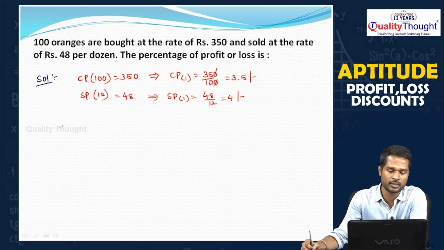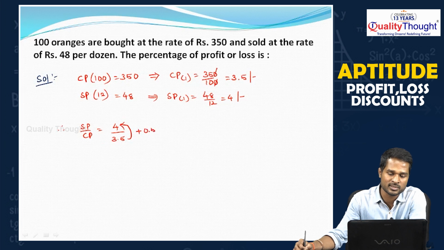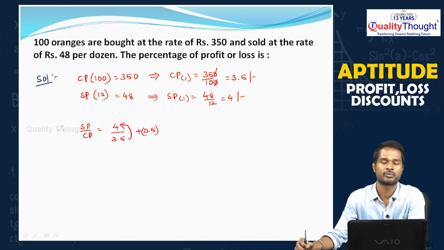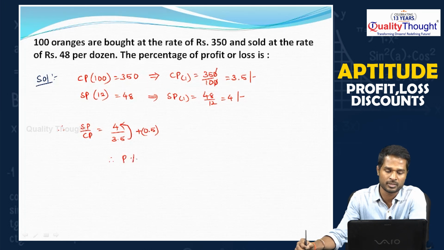Okay. Now, see how we can write this. SP by CP is selling price 4 by cost price 3.5. That means, from the cost price to the selling price, it was increased by 0.5 rupees. Whenever it is increased, there will be a profit. So, for the profit percentage, 0.5 is the value which is increased on 3.5.